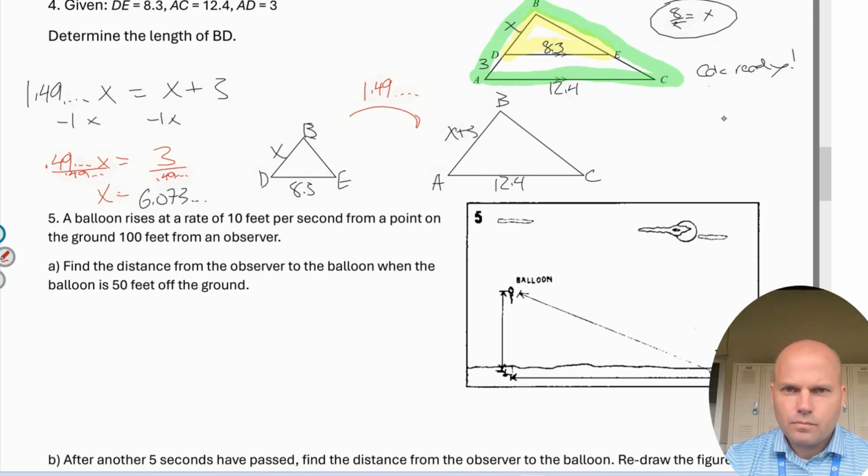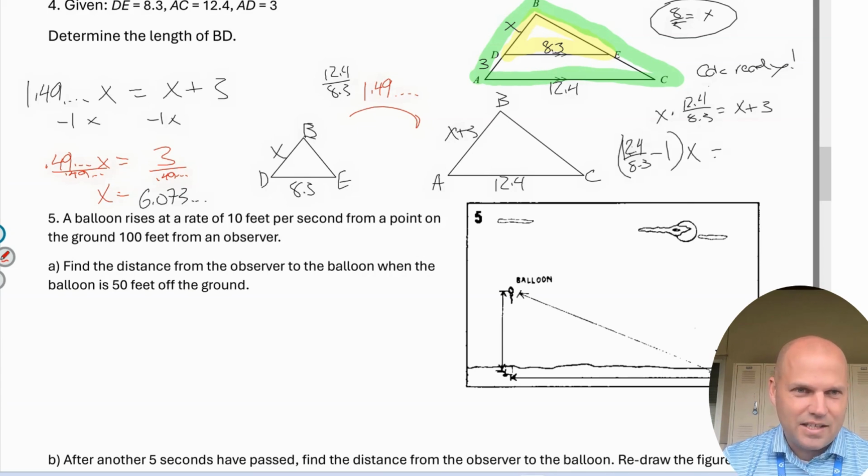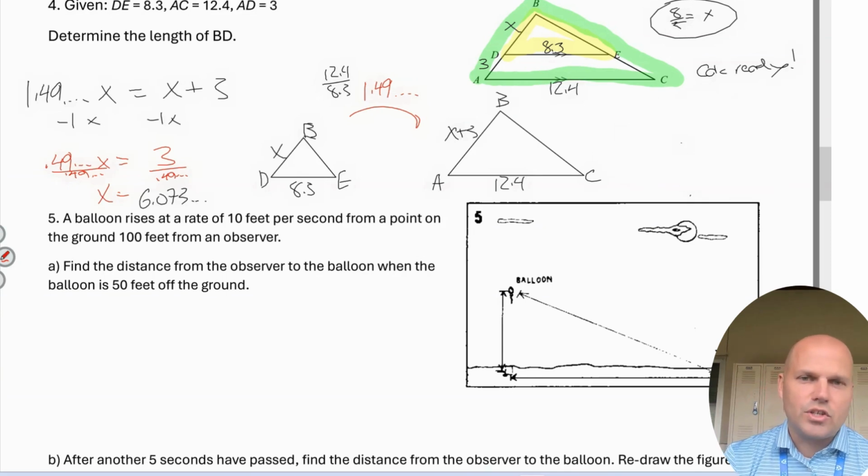Same idea. How many times bigger is this triangle compared to this? 12.4 over 8.3 times bigger. You could do X times 12.4 over 8.3 equals X plus 3. You can then subtract 1X and you have 12.4 over 8.3 minus 1 X's equals 3. And then X is 3 divided by this number. You probably don't like that. I don't either. Your quiz is going to have nicer numbers.